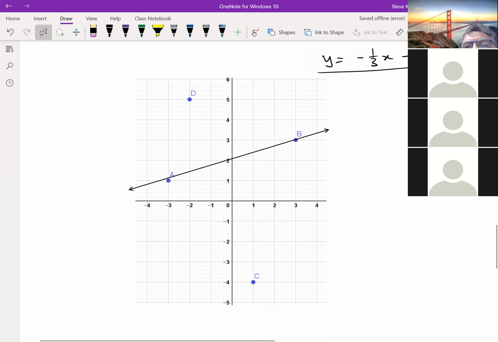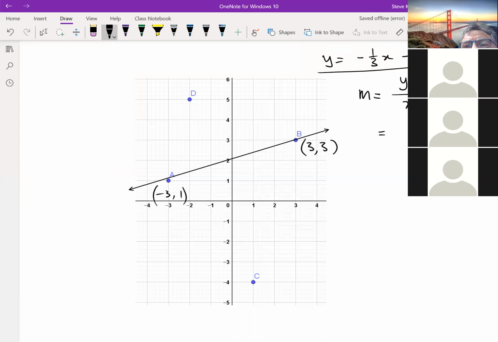Now, if you remember back, I gave you some notes in one of the videos, and I said when we're working out gradient, we're going to use this formula over here, y2 minus y1 over x2 minus x1. And in order to work that out, we know that B has the coordinates 3, 3, and A has the coordinates of minus 3, 1. So if I want to work out the gradient of this line, I'm going to start with y2. Let's call this one x2, y2, and this one x1, y1. It doesn't matter which way around I do it.